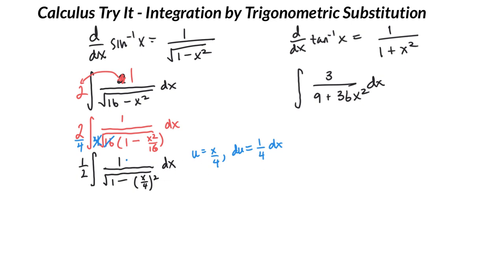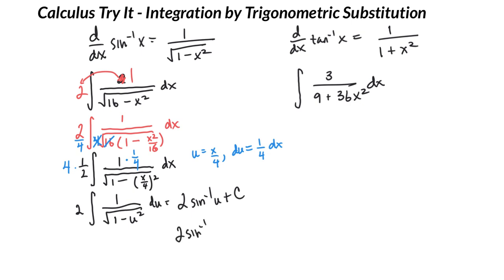And I can multiply this as long as I also multiply by 4 out front, because 4 times 1/4 is multiplying by 1, and I have not changed anything. So 4 times 1/2 is 2. And this is 1 over the square root of 1 minus u squared, which is 2 times the inverse sine of u. Resubstitute back in, x over 4, and there we are.